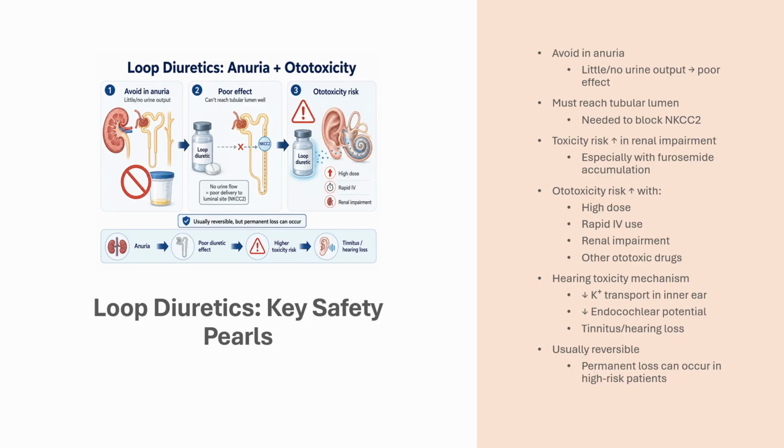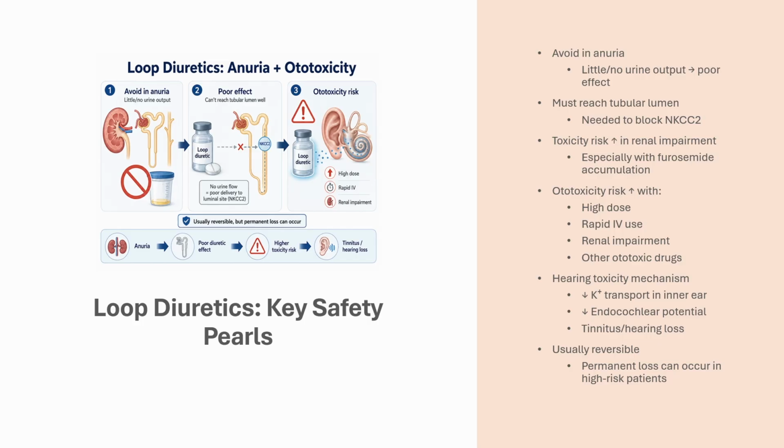Ototoxicity is one of the most clinically significant risks. Loop diuretics can block ion transporters in the stria vascularis within the inner ear. When loop diuretics inhibit sodium-potassium chloride cotransporters in this area, potassium handling becomes disrupted.